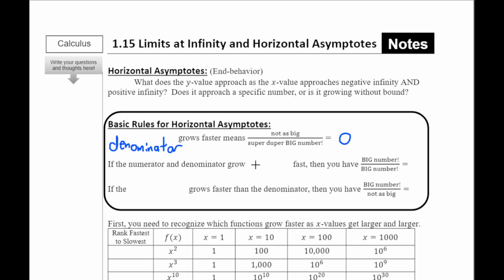If the numerator and denominator grow equally fast, then you have a big number over a similar big number, and you have a limit of 1. If the numerator, the top of the fraction, grows faster than the denominator, then you have a big number over a smaller number, and then you have a limit of infinity, or in other words, DNE, or no horizontal asymptote. No horizontal asymptote means it just does not approach a specific number that's finite.